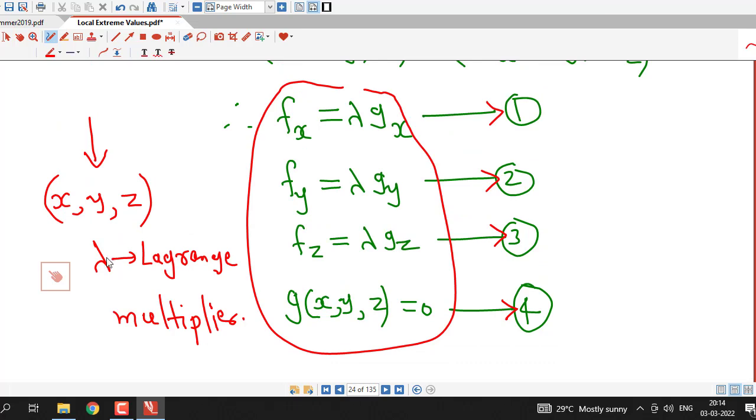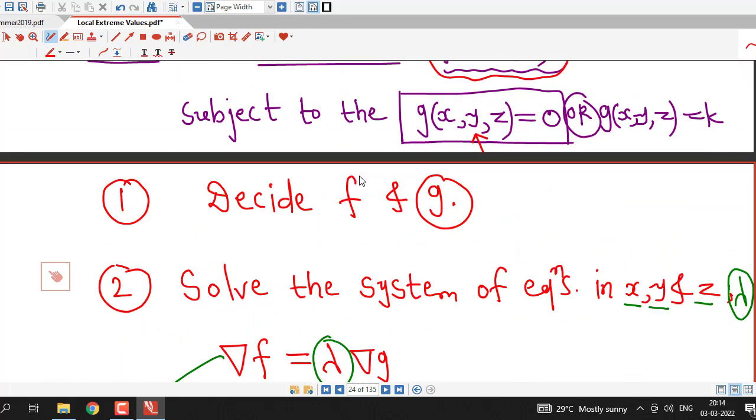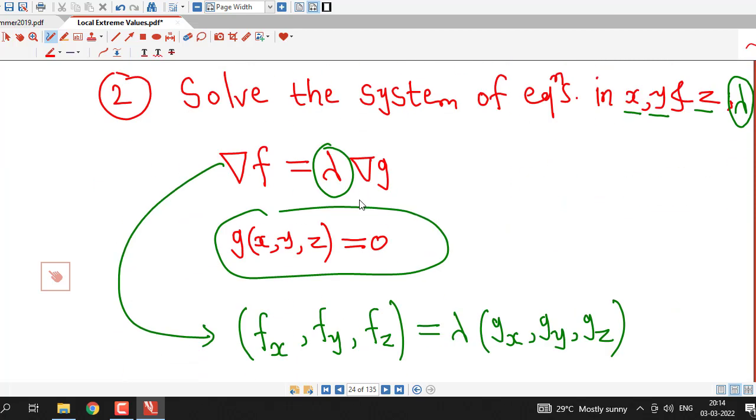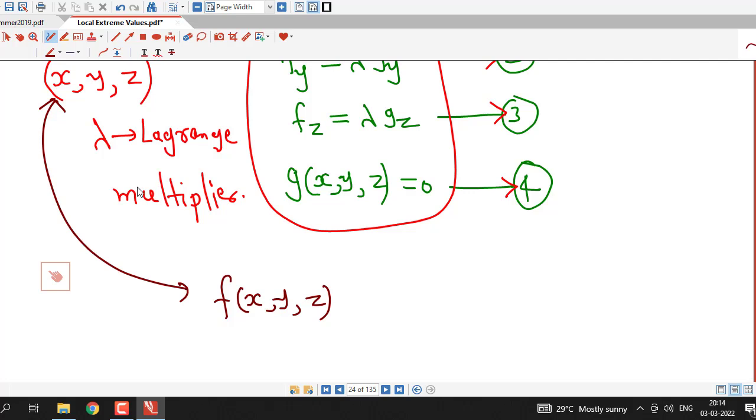After finding out values of x, y, z satisfying these equations 1, 2, 3 and 4, we will find out the value of function small f at all these points. Whatever number of points we obtain here, we will find the value of function f at each of these points, which are the solutions of this system. So there will be a finite number of points after solving these systems.